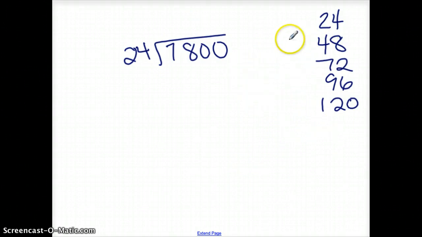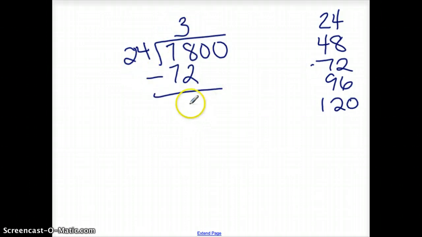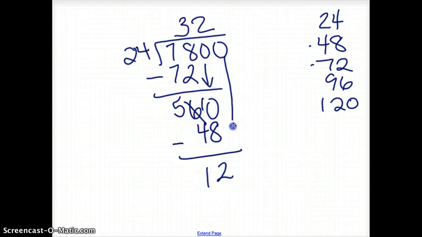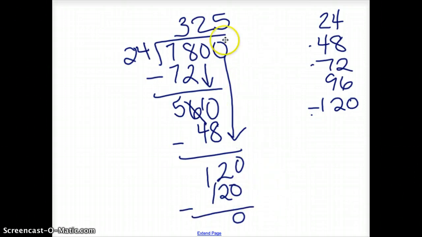Alright, let's try that. So 24 goes into 78 3 times, and that's 72. Subtract, I get 6. Bring down the 0, and I have 60. That only goes in 2 times. 24 times 2 is 48. Subtract. 10 minus 8 is 2. 5 minus 4 is 1. Bring down my 0. And 5 times. 24 times 5 is 120. Subtract, I get 0. There are no other numbers to bring down, so my answer is 325.